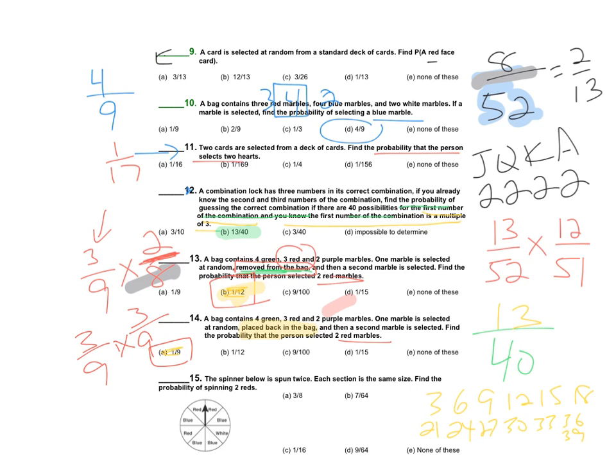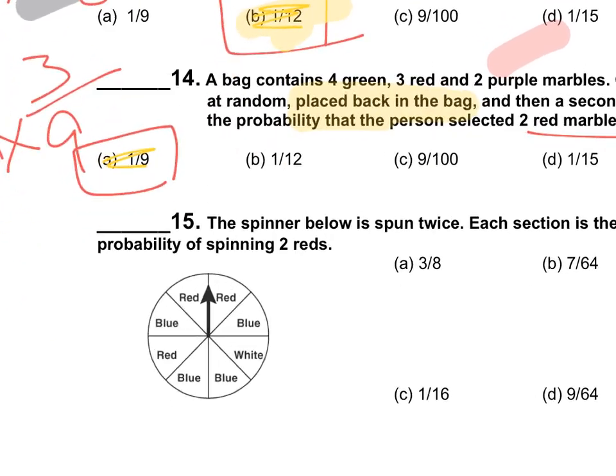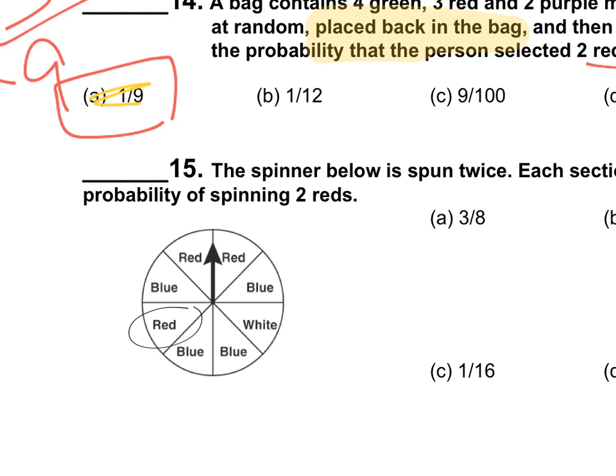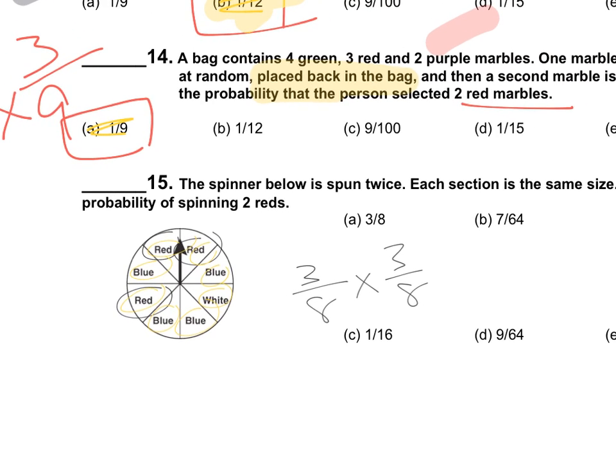Finally, number 15: the spinner below is spun twice. Each section is the same size. Find the probability of spinning 2 reds. Well, how many red sections are there? 1, 2, 3. How many total sections? It looks like if you count them up, there's 8. So you have a 3 out of 8 chance on the first, 3 out of 8 chance on the second, or here we're going to have 9 out of 64, or answer choice D.